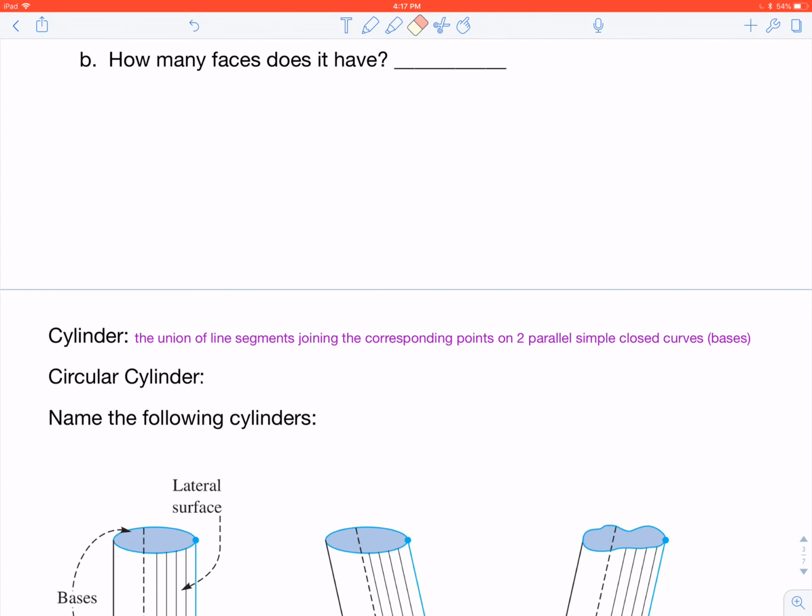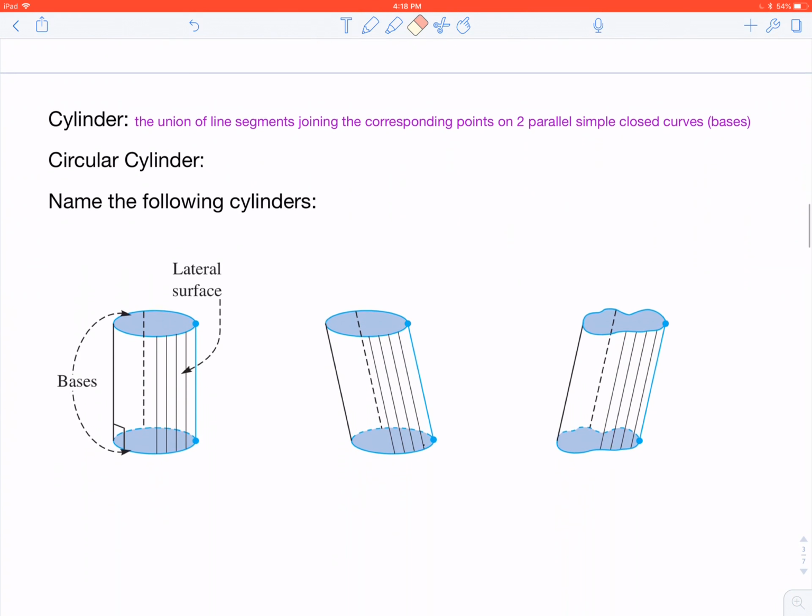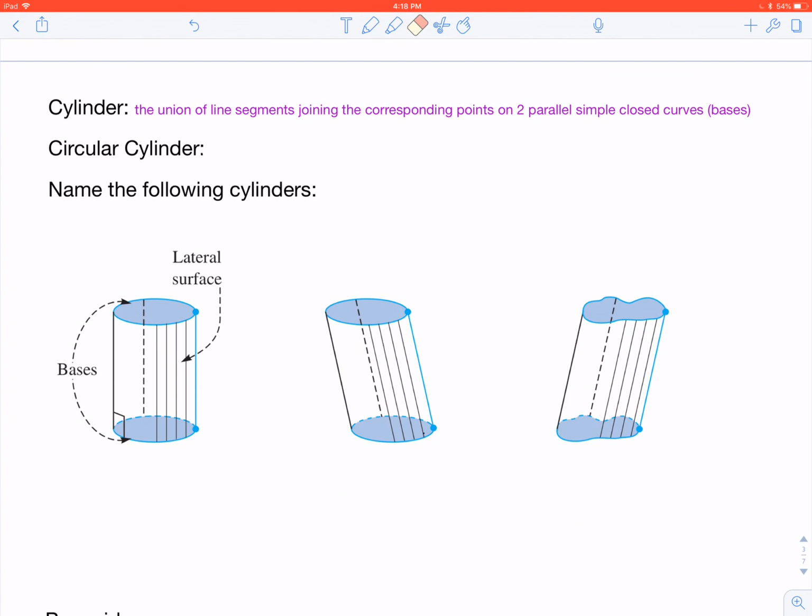All right, let's put this in English. Honestly, folks, this is basically the same concept as a prism. The difference is, look at my two bases. My two bases are no longer polygons. That's the difference between cylinder and prism. A prism is going to have polygonal bases, and a cylinder just simply has simple closed curves for bases.